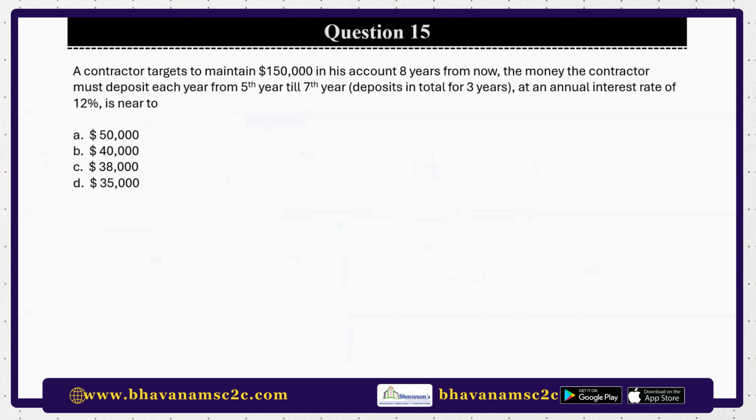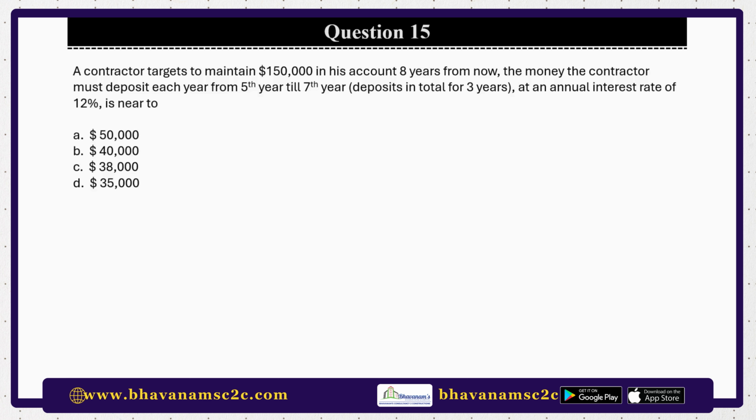This is a little tricky, and I can say this question is one of the complex questions that we are going to deal with for the day. A contractor targets to maintain $150,000 in his account 8 years from now. The money the contractor must deposit each year from 5th year till 7th year. Deposits in total for 3 years.